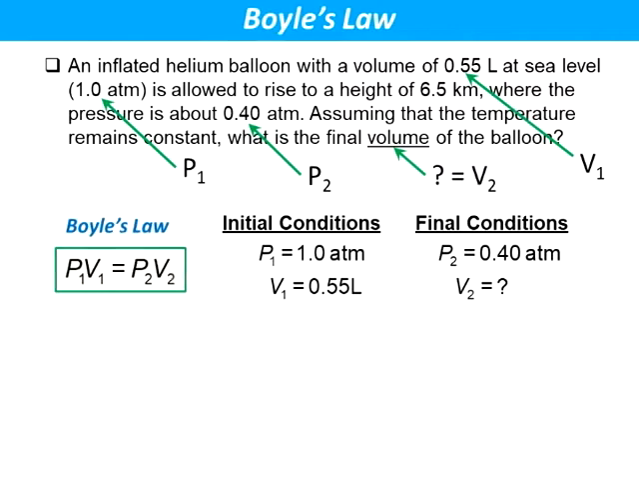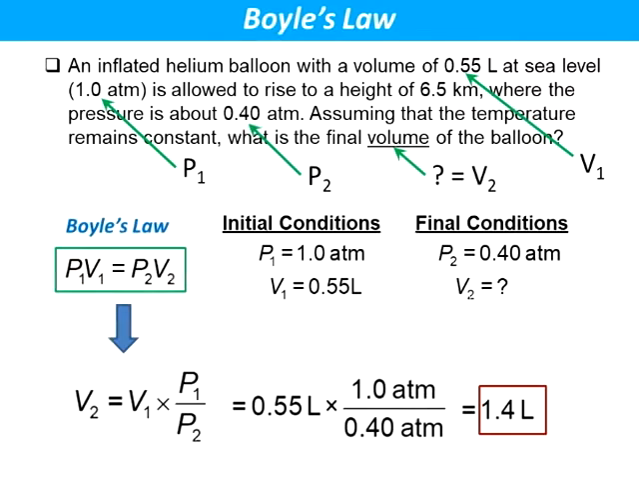P1V1 to P2V2. Okay? So here, we simply take Boyle's law equation. We rearrange it to solve for V2. And we put in the variables. We've shown you the initial conditions and the final conditions. We put in each of the variables. We check to be sure the units match. And since the units match, we work the math through and we get 1.4 liters.